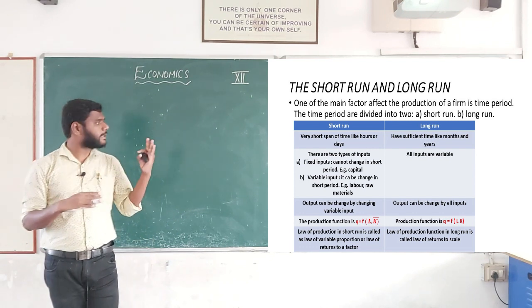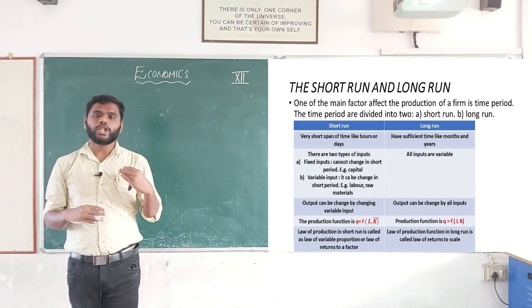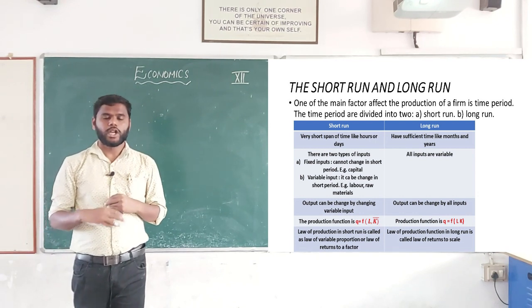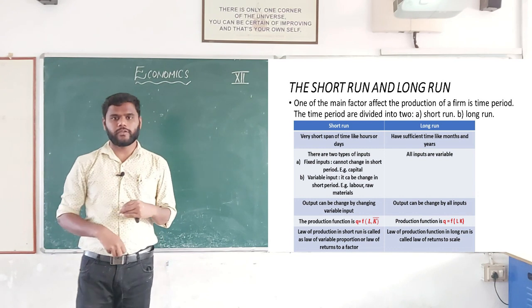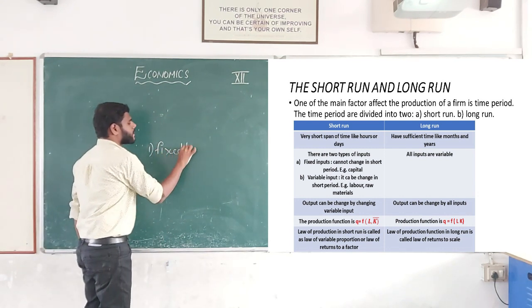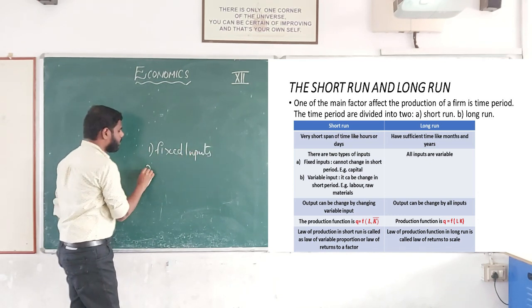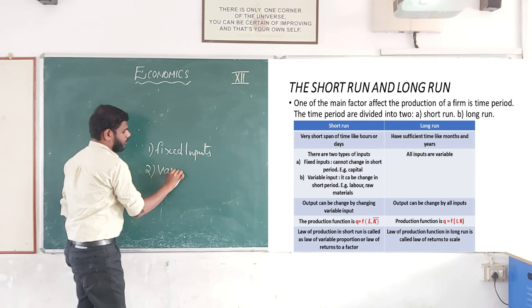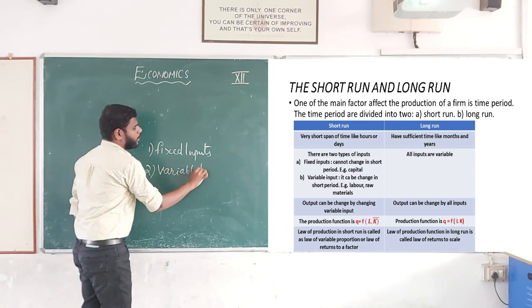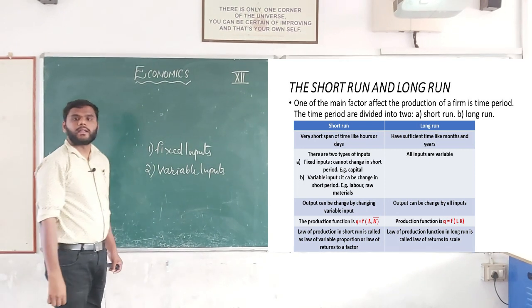The difference is, in short run there are 2 types of input. In short run there are 2 types of input. First one is known as fixed input. In short run there will be fixed input and variable input. Variable input, it is fixed inputs and variable inputs.